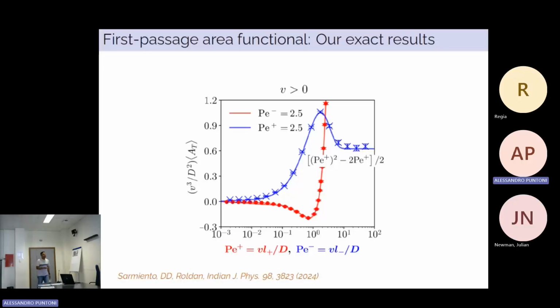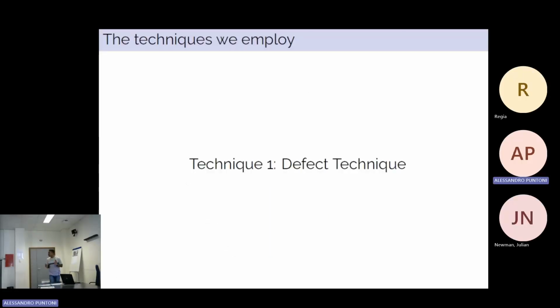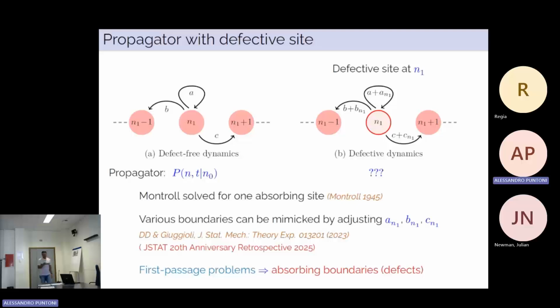Now let me tell you how to solve these problems. First of all, what is this defect? I will just quickly go through. Suppose you have a lattice here, and you have solved this problem, so you know what the propagators are. Now I come and make one side defective. I just change the probabilities, and then I ask, what is the solution of this problem?